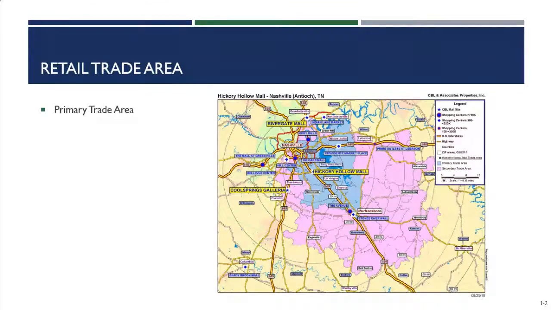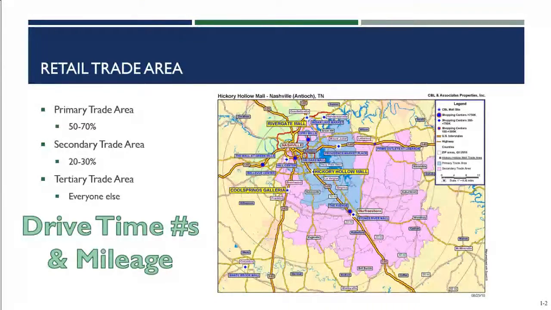But when we talk about our primary trade area, this is the geographic area where 50 to 70% of our customers come from. Our secondary trade area is where the next 20 to 30% of our customers come from. And what we call the tertiary trade area is everyone else.